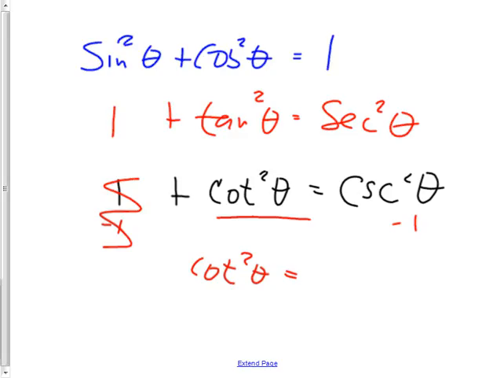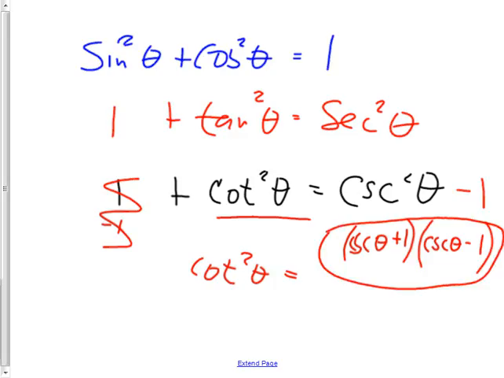Cosecant squared minus 1 is a lot like x squared minus 1, and that can be factored into x plus 1 and x minus 1. So what do you think cosecant squared minus 1 could be factored into? Cosecant plus 1 and cosecant minus 1. That's another thing that cotangent squared could be replaced with. Holy smokes. All it is, is factoring.